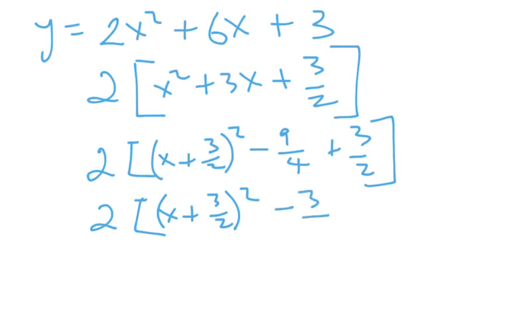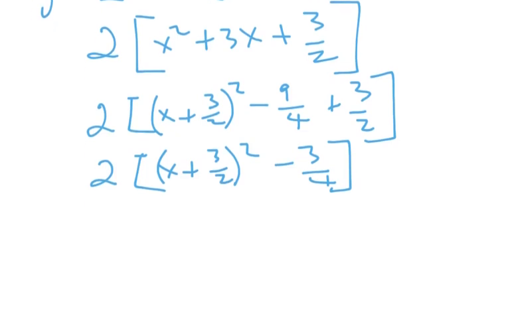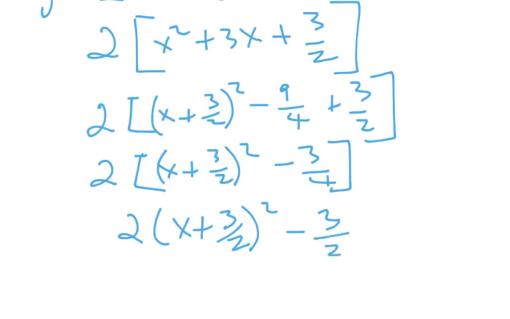You can do this on a calculator, but I like to do it in fractions. Minus 9 over 4. This here is 6 over 4. So plus 6 minus 9 is minus 3 over 4. Now I multiply my 2 back in, and I'm going to get 2 times (x plus 3 over 2) squared minus 3 over 2.